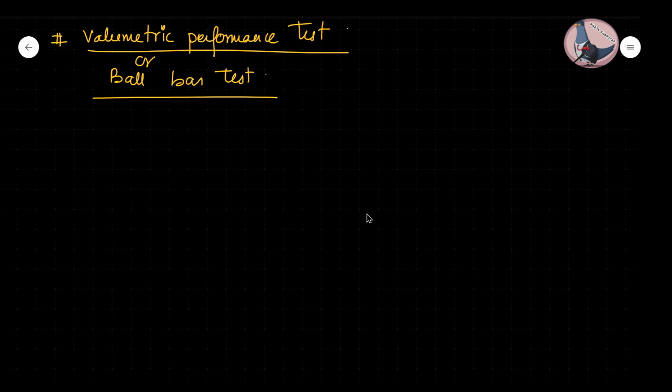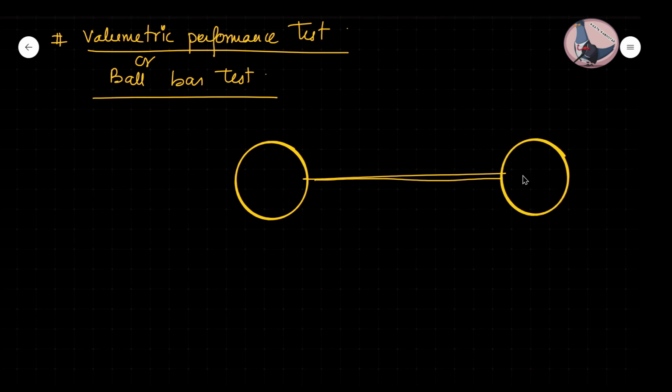It is done with a prismatic bar having two spheres at both the ends. This will be one length. This is the ball bar. These two are balls and this is the bar. These two balls are there with known curvature, so we will take the measurements over here at different locations. This is a curve. This is a curve.